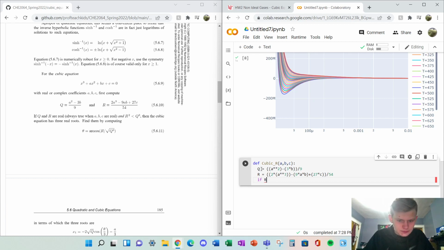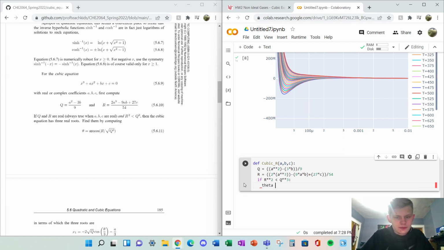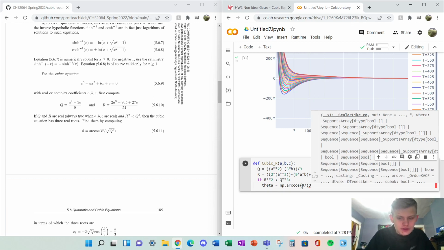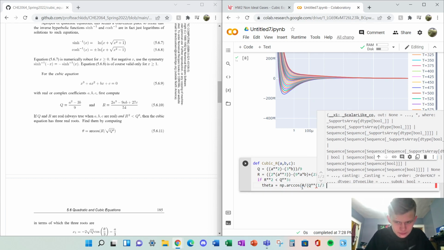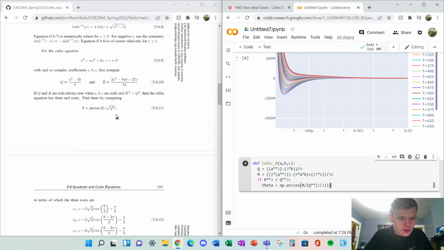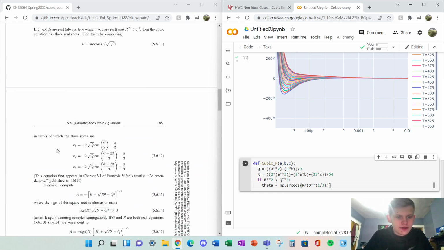So we want our R value less than our Q, and then we can write our theta value equals our numpy function of arccosine of R divided by the square root of Q cubed, written as Q to the power of 1/3. So that's separated off into one separate equation, and then we can start using our roots down here, or start solving for them.